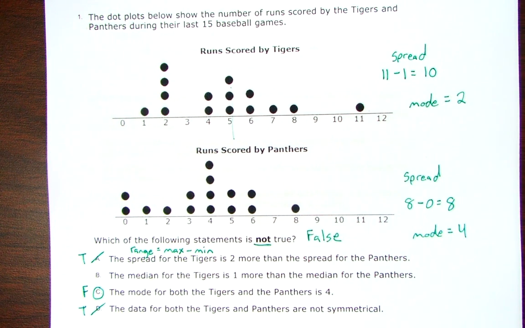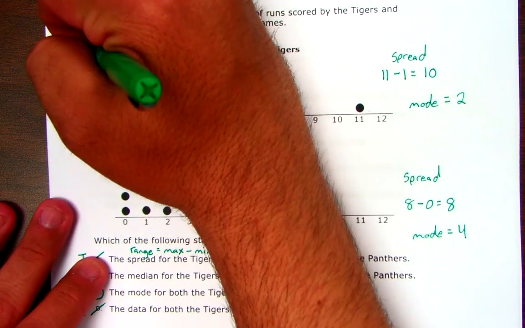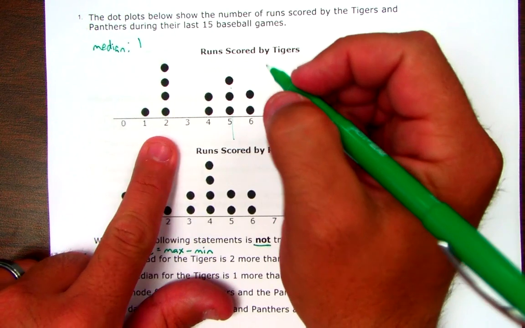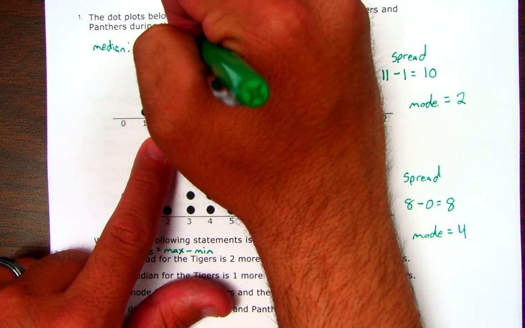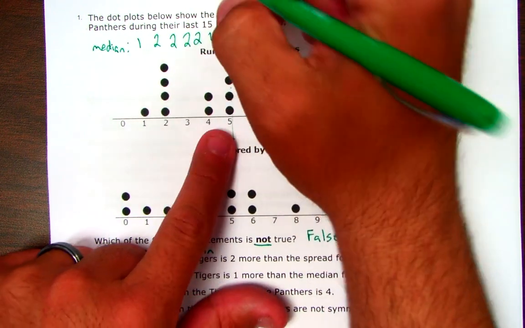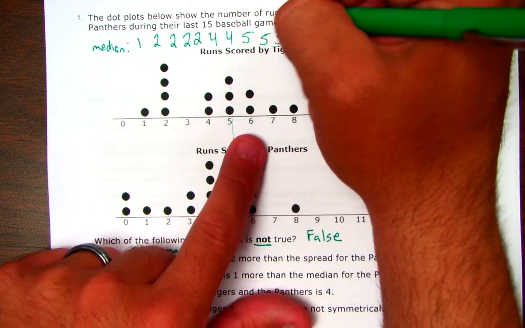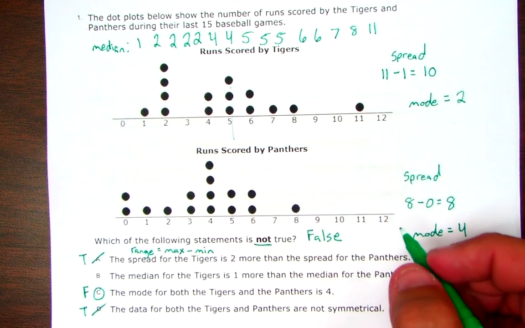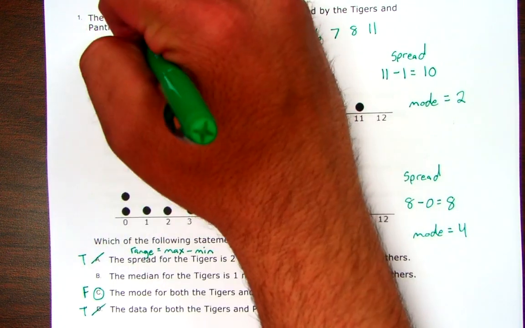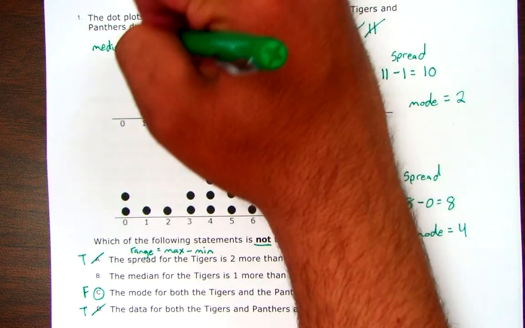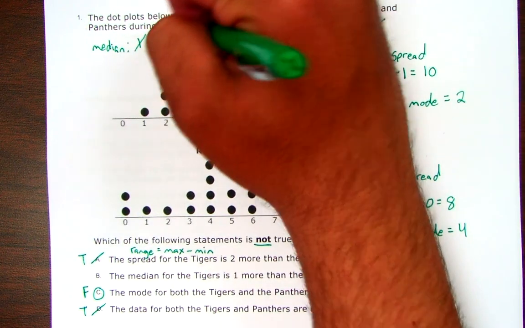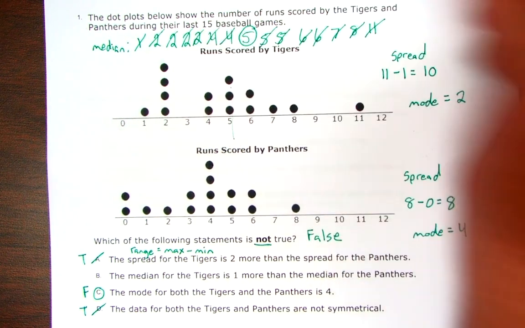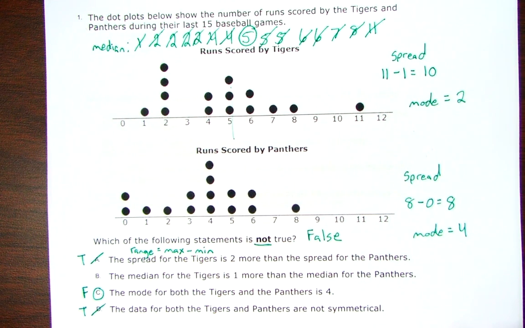And now how do you find the median? To find the median, you start by putting the numbers in order from least to greatest. So in this case, I have a 1. I have 4 2s. I have 2 4s. I have 3 5s. I have 2 6s. I got a 7, an 8, and 11. Once you have the numbers in order from least to greatest, cross one off the front, one off the back. Front, back, front, back, front, back, front, back, front, back, front, back. Ooh, I got one number in the middle. That would be considered your median.